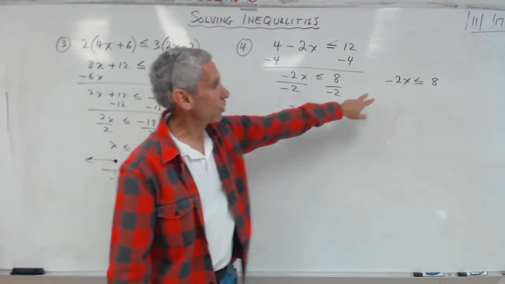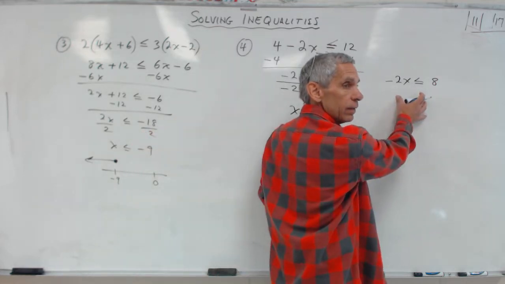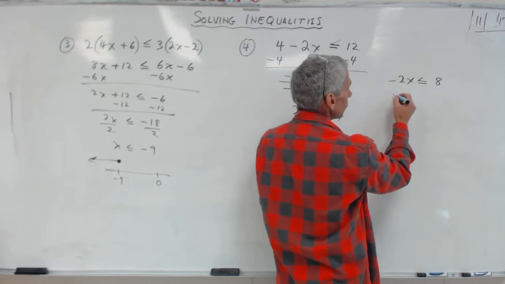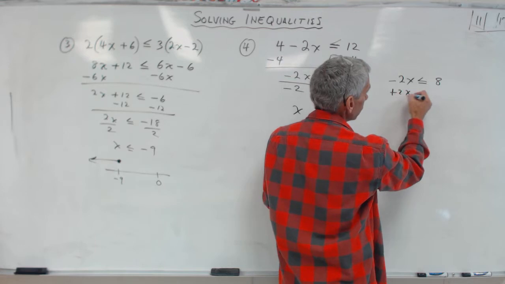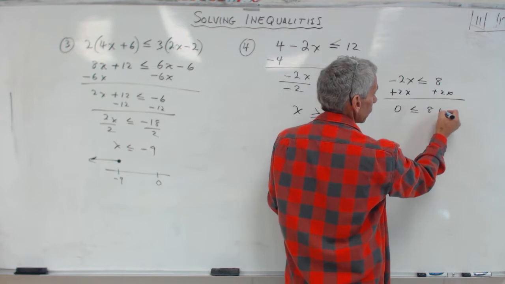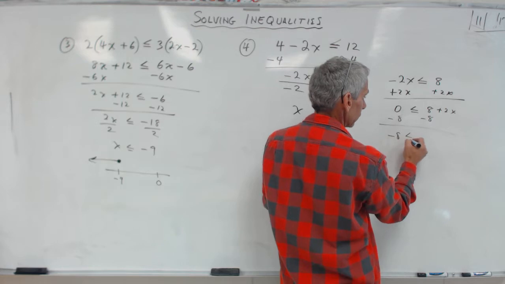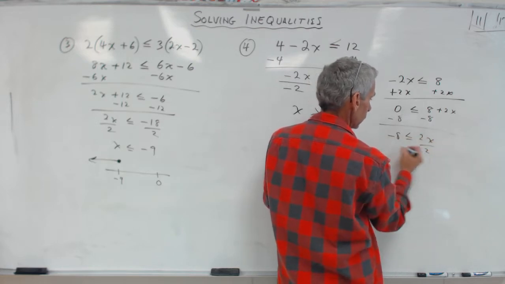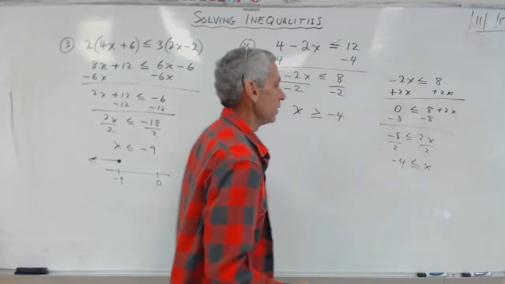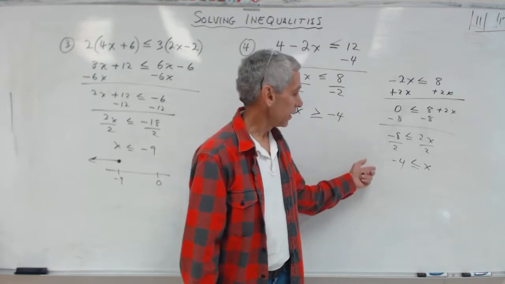I'm going to show you why. Without multiplying or dividing, I could solve this. How would I do that? I could just move this over here and move this over there. So I could add 2x to both sides. That gives me 0 is less than or equal to 8 plus 2x. I could subtract 8, which gives me negative 8 is less than or equal to 2x. I could divide by 2, and then I get negative 4. That takes a lot more work, and I don't like to do that.